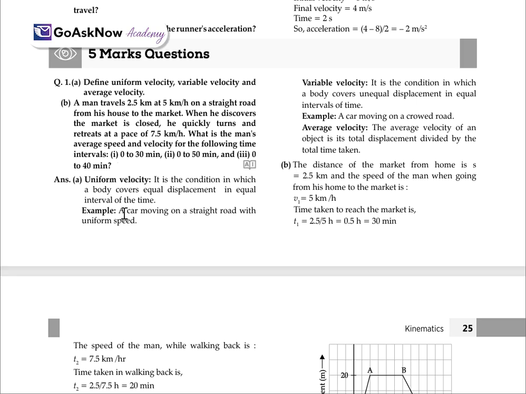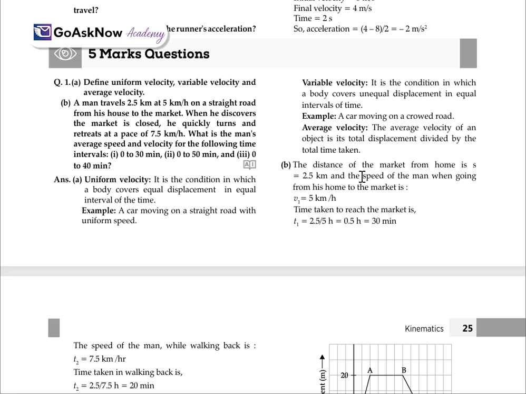Let us explain uniform velocity first. We know that it is a condition in which a body covers equal displacement in equal intervals of time. Variable velocity is a condition in which a body covers unequal displacement in equal intervals of time. Then average velocity. This is the basic definition.